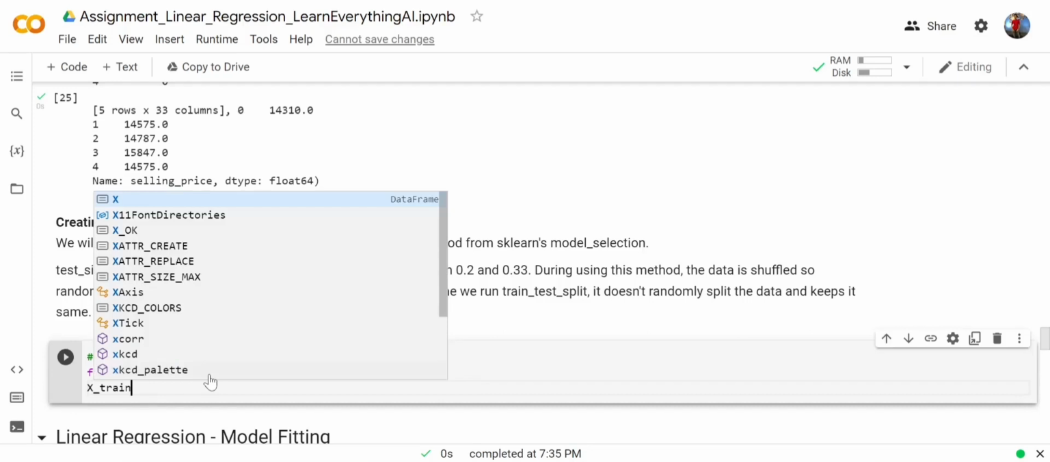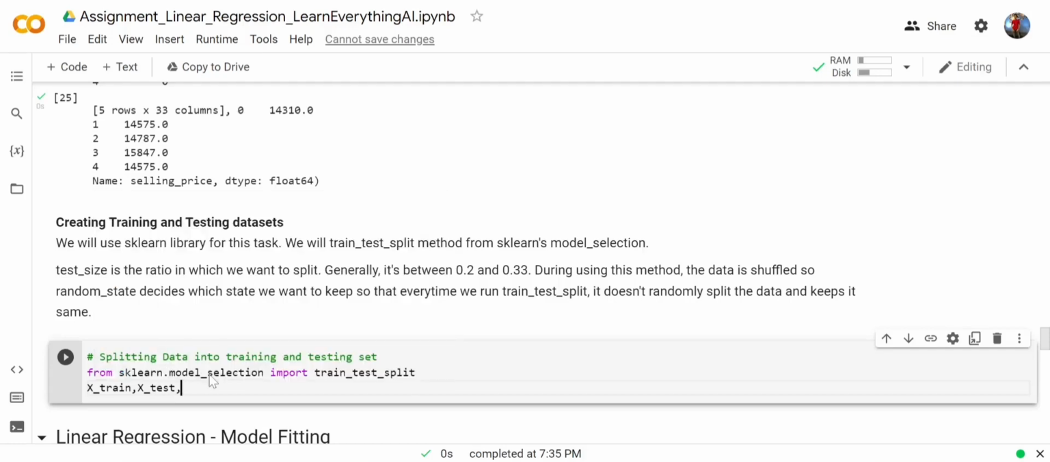So now we define four different variables: the training data for the independent variables, the testing data for the independent variables, the training data for the dependent variable, and the test data for the dependent variable. And then we call this train test split function for x, y. We define the test size as 0.25, as we previously mentioned that it is generally between 0.2 and 0.3.